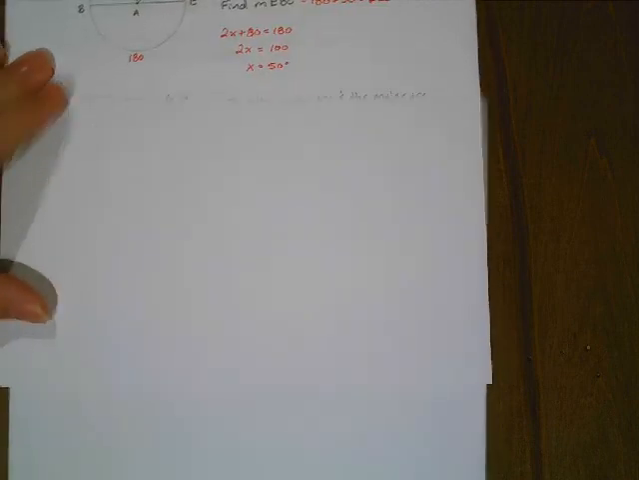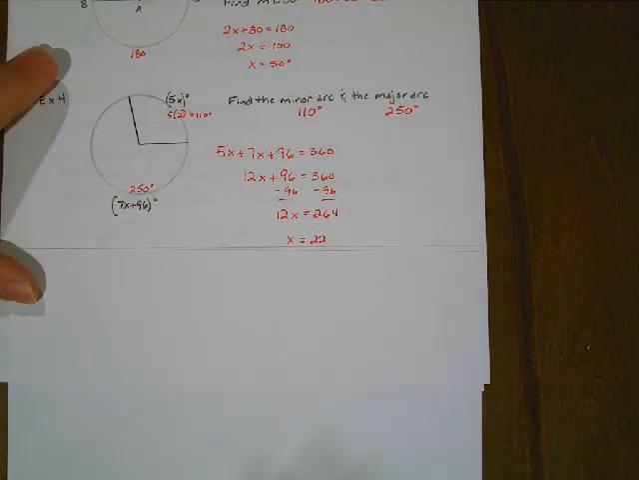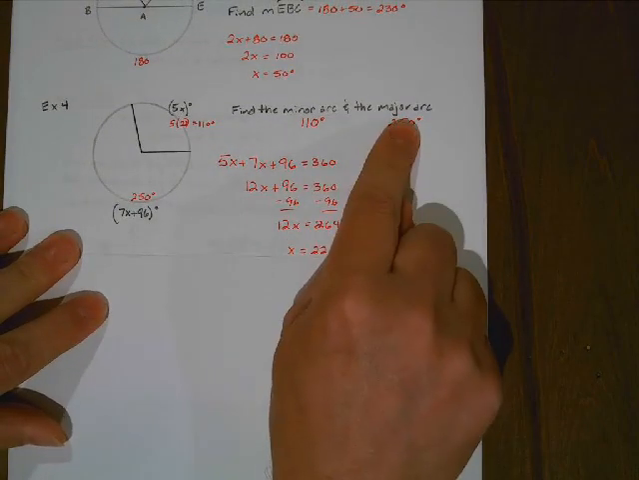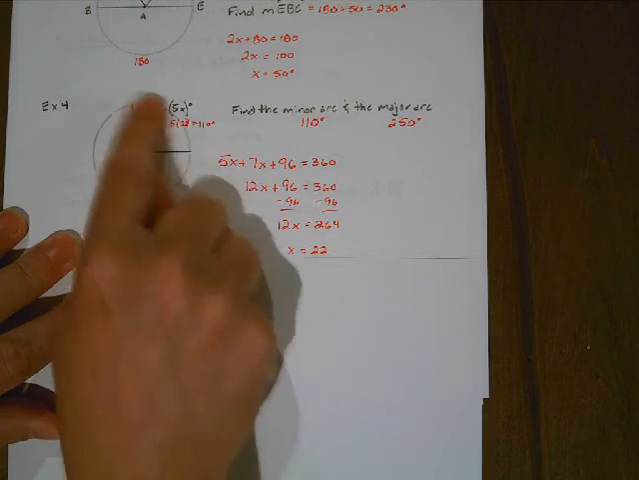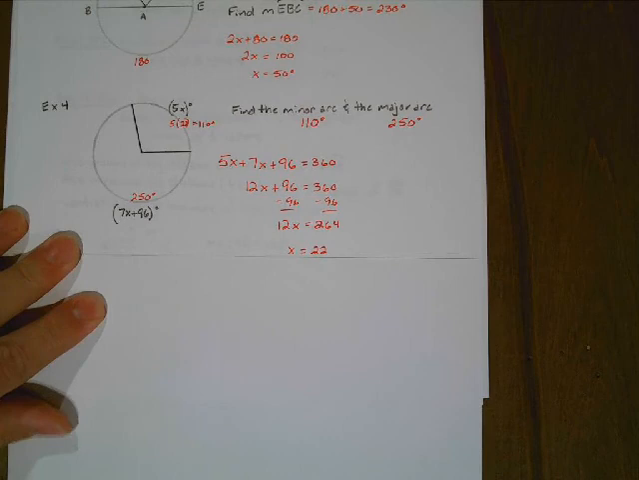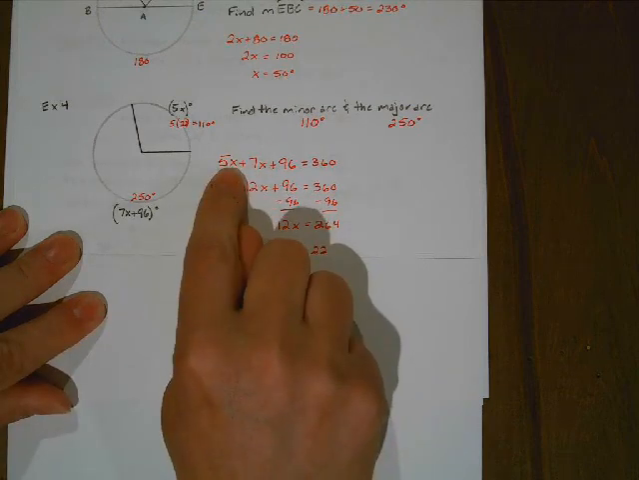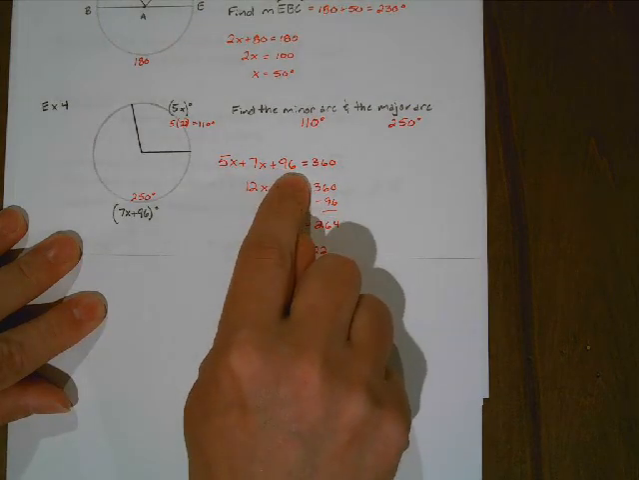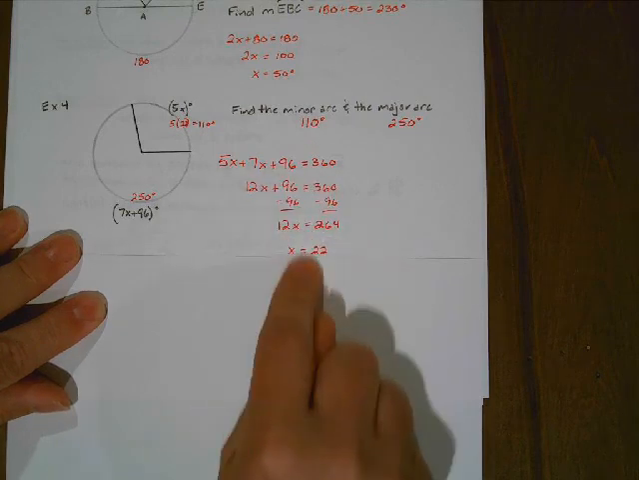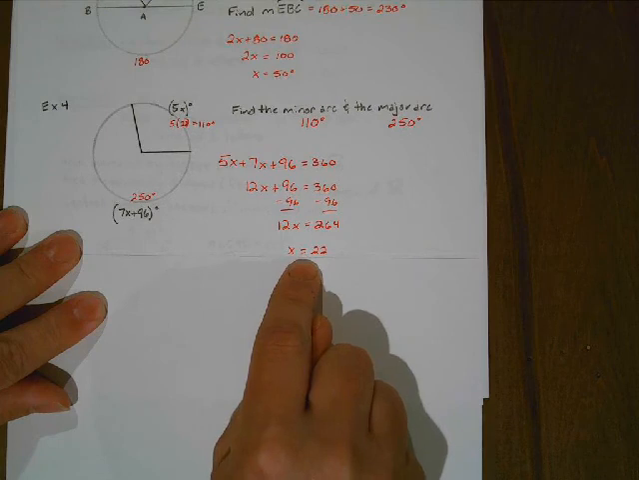Last one. Find the minor arc and the major arc. Okay, so this minor arc here is 5x, and this major arc here is 7x plus 96. Those two arcs taken together should make the full circle. So that means that I can take the two arcs, 5x and 7x plus 96, and it should equal 360 degrees. And then you can just solve it. You find out that x is 22, and you can plug that back in to find out how many degrees each of those arcs were.